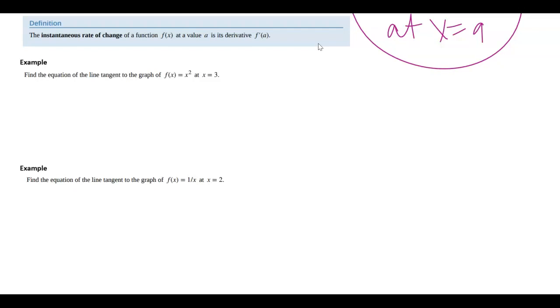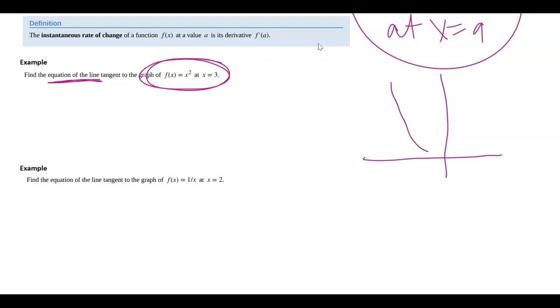All right, so let's use that first equation to find the equation of the tangent line to the graph of f of x equals x squared at x equals 3. Well, let's just kind of draw what that would look like.